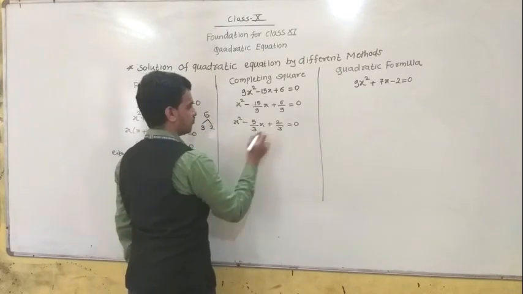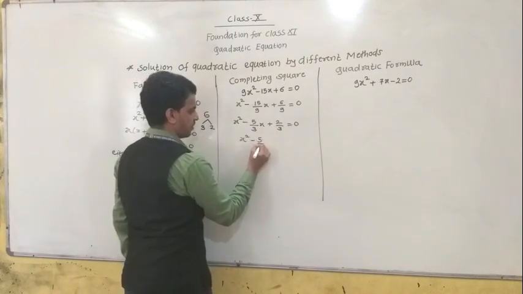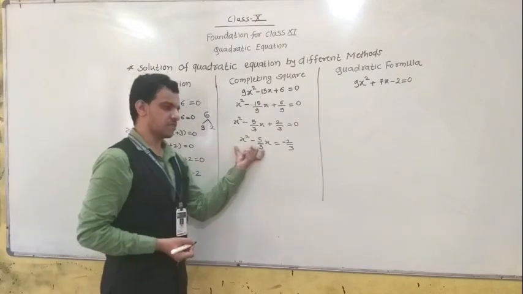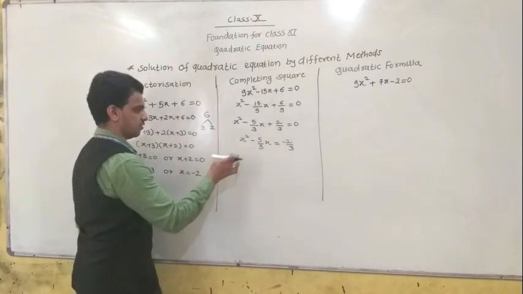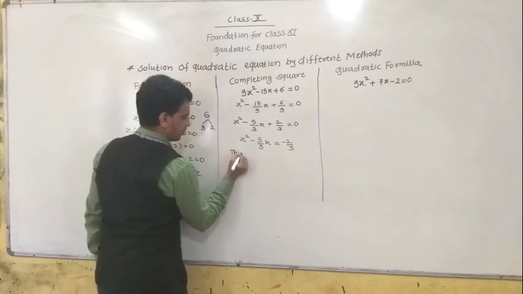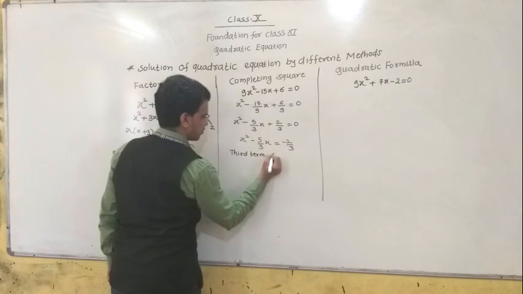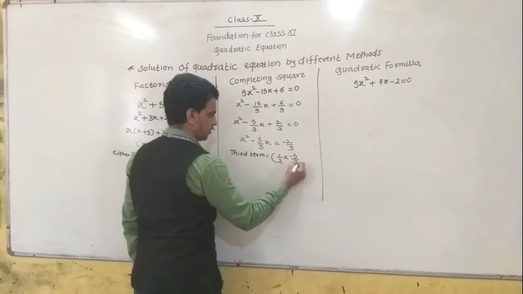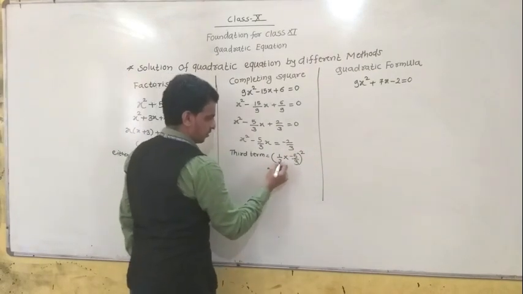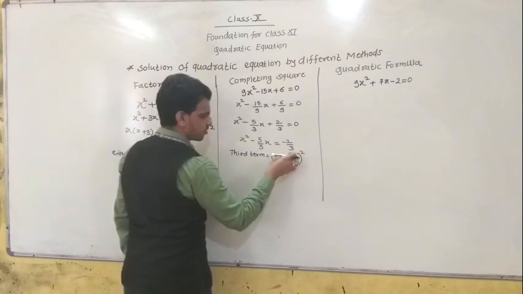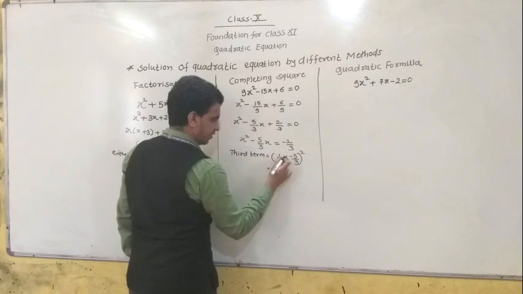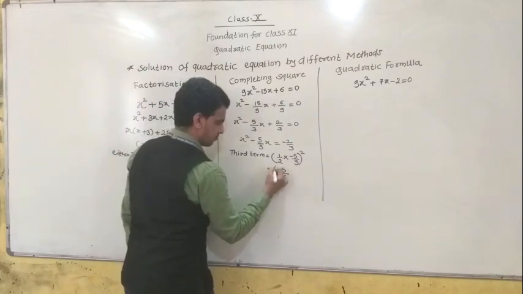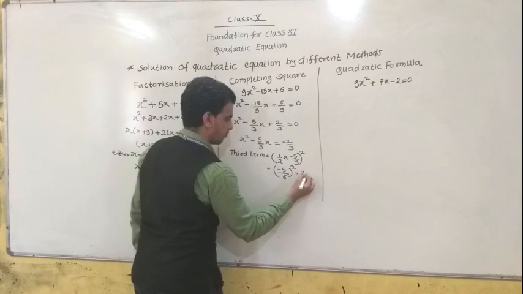Now this plus 2 by 3 we have to shift here. So x square minus 5 by 3 into x is equal to minus 2 by 3. Now we have to make LHS a complete square. So here third term is not there, so third term we have to find by using this formula: half into coefficient of x. Here coefficient of x is minus 5 by 3, bracket square. So if term is reducible, then reduce it. Otherwise, directly take product and then take square of it. So minus 5 by 6 bracket square, that is 25 by 36.